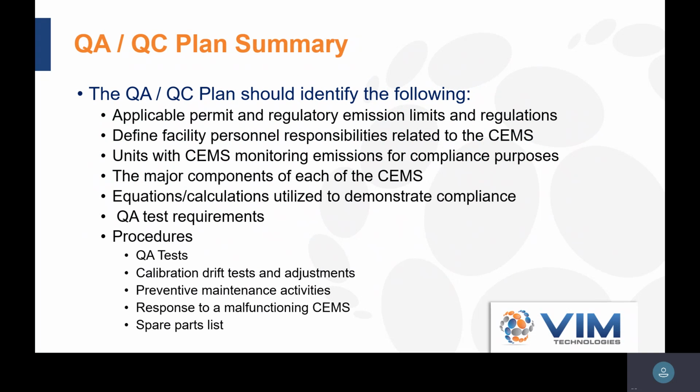So this is just what I think should be in the QA/QC plan. You want your applicable permit, your emissions limits, the applicable regulations, and the CEMS responsibilities. Usually I'll insert a table that has the title, not the person's name, but the title. And then what are their responsibilities associated with the CEMS? If it's the plant manager, his responsibilities might be to sign the quarterly reports or something to that nature.